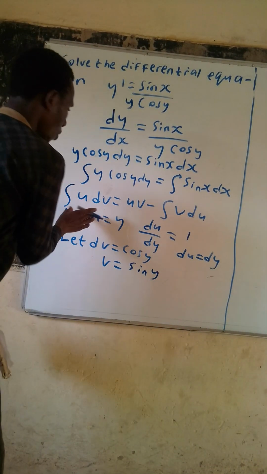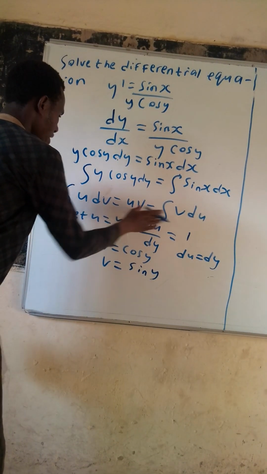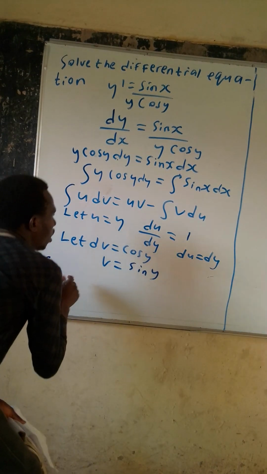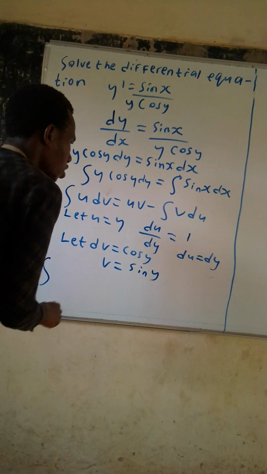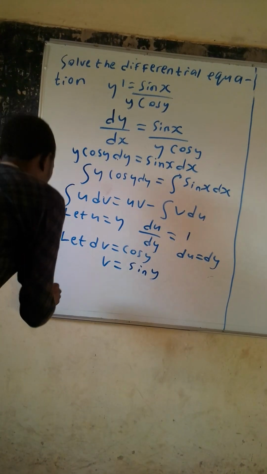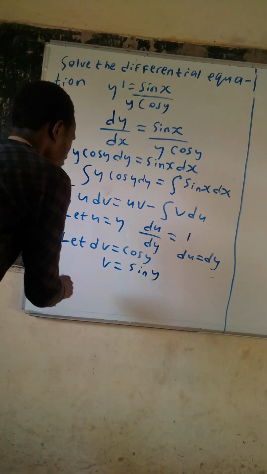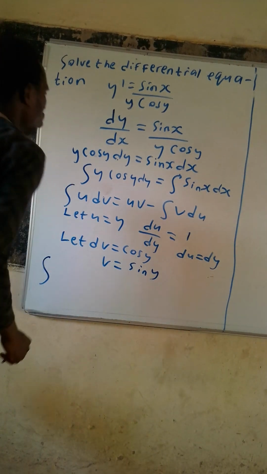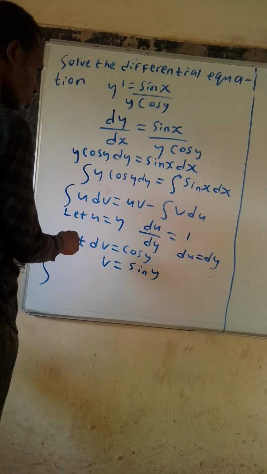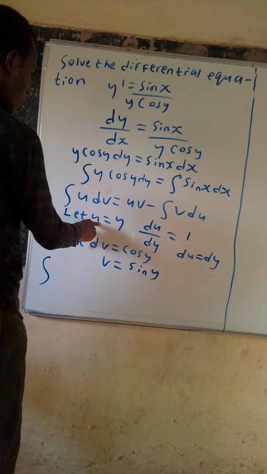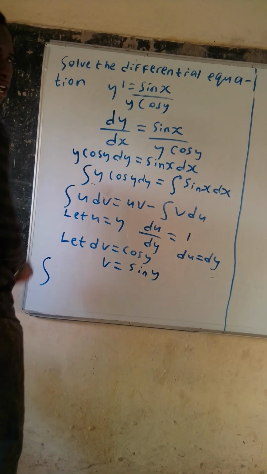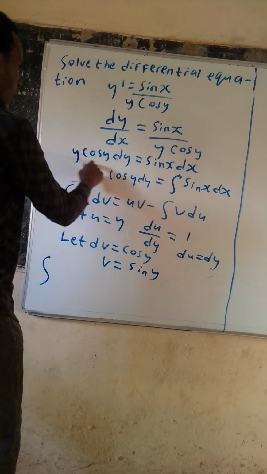So which formula are we applying? This, right? We are applying this. So u here is y, and dv is cos y, and v is sine y. Are you getting me? So this is what we are having, right?